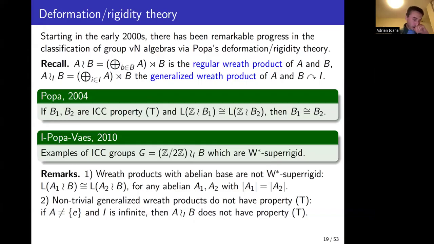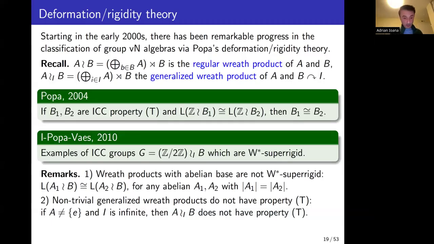But again, my motivation here was to look for examples for Connes' rigidity conjecture, and neither wreath product groups nor generalized wreath products have property T. So this is the second remark here, that non-trivial generalized wreath products do not have property T. Specifically, if you take any non-trivial group A and a set I which is infinite, then the generalized wreath product of A with B over I does not have property T. So generalized wreath products only have property T in kind of trivial situations where the set is finite or the group A is trivial.